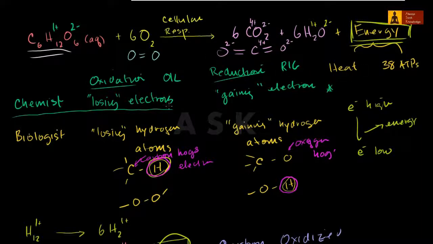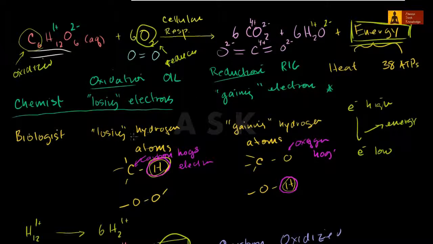So far we talked a little bit about how a chemist views oxidation. I touched in the beginning of the video on how a biologist views oxidation. And then we saw that cellular respiration from a chemist's point of view clearly shows that the carbon is being oxidized. It's losing electrons. And that the oxygen is being reduced. It's gaining electrons. The electrons are going from this carbon, essentially to these oxygens right here.